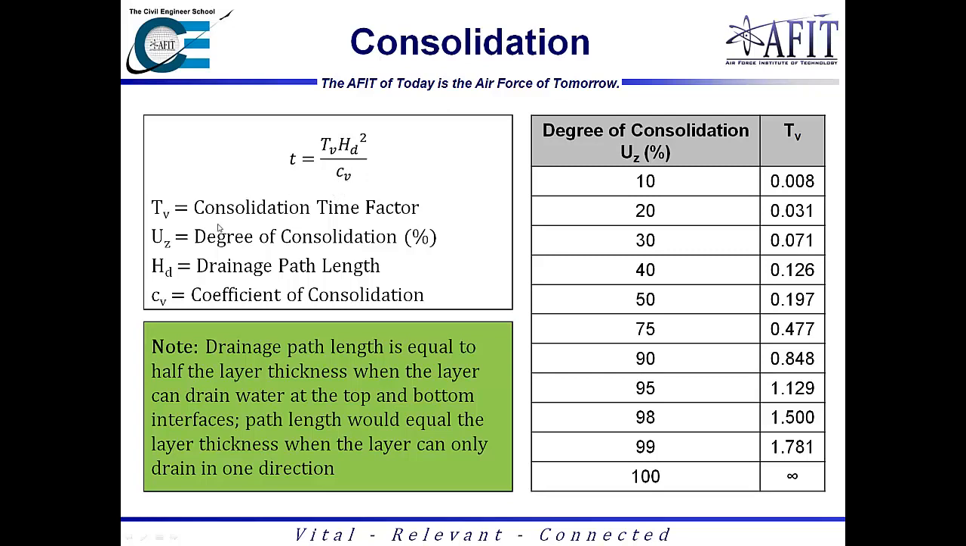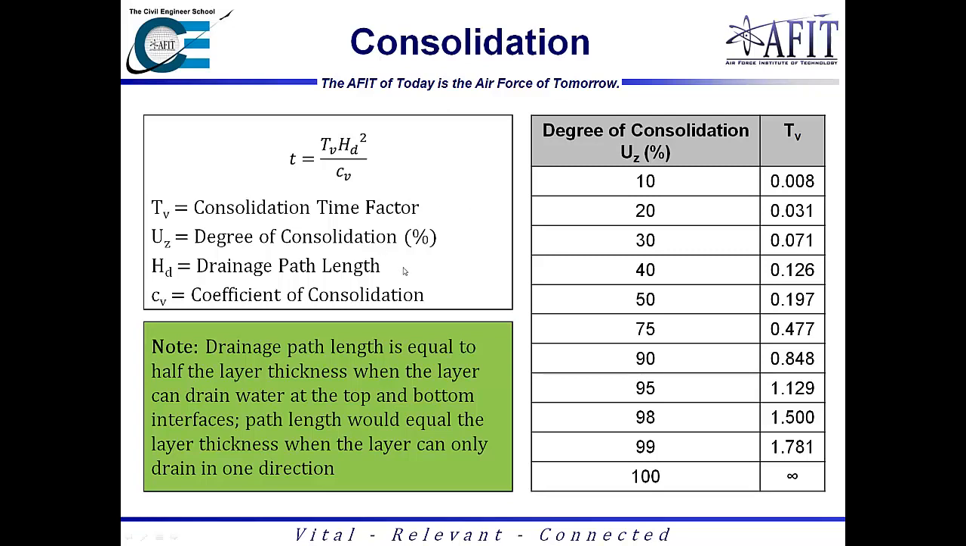And so the way this is actually going to work is, say you want 90% consolidation, you would come in here to U sub Z, come over to this table and figure out your consolidation time factor is 0.848, plug that in, and then for the drainage path length, you would have to determine whether the clay layer can drain in one direction or in two directions, i.e. if there's a sand layer above it, then the clay can drain above, and if there's another sand layer below, it can drain below. And so the drainage path length for that situation would be half of the layer thickness.